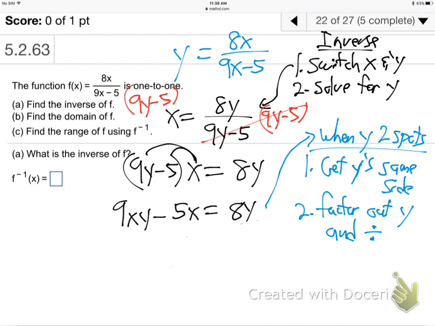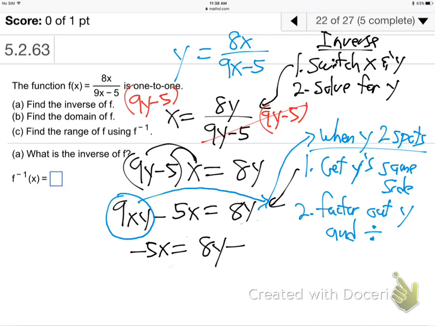So, get the 2 y terms on the same side. What do I mean? Grab that whole y term and jump it over there so that both the y terms will be together on the same side. That's the first step. Get them on the same side. So we got minus 5x is 8y. Remember, when something jumps to the other side, it changes signs, right? That was really a plus 9xy over here.